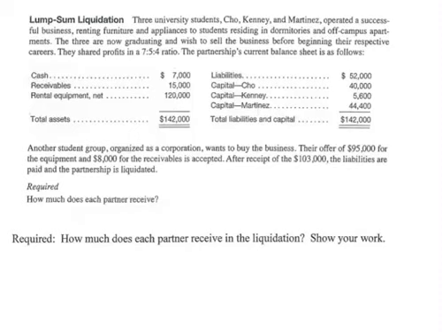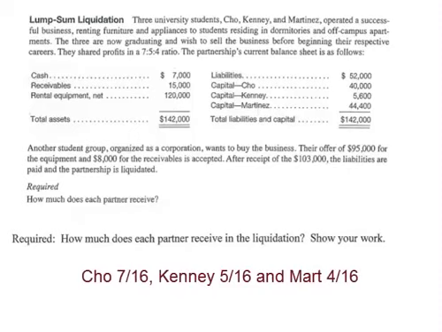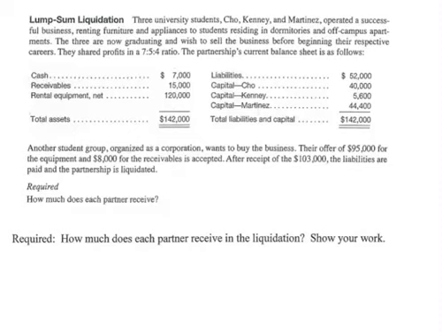So 7, 5, and 4 together would be 16. So Cho gets 7/16, Kinney 5/16, Martinez 4/16. You've got to get comfortable working with those kinds of fractions.